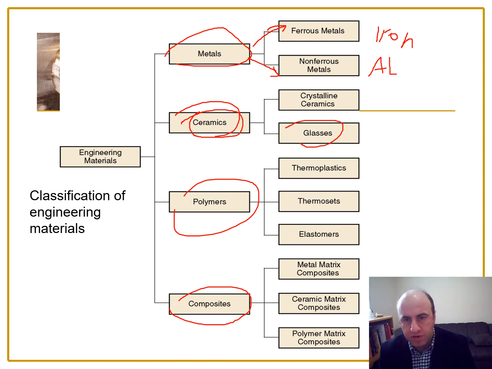And polymers are divided into thermoplastic, thermoset, and elastomer. Each one has a unique property. And then we have a composite. The composite can be a mix of metal and polymers, or it can be a combination of ceramic and polymer, or a mix of metal and ceramic.